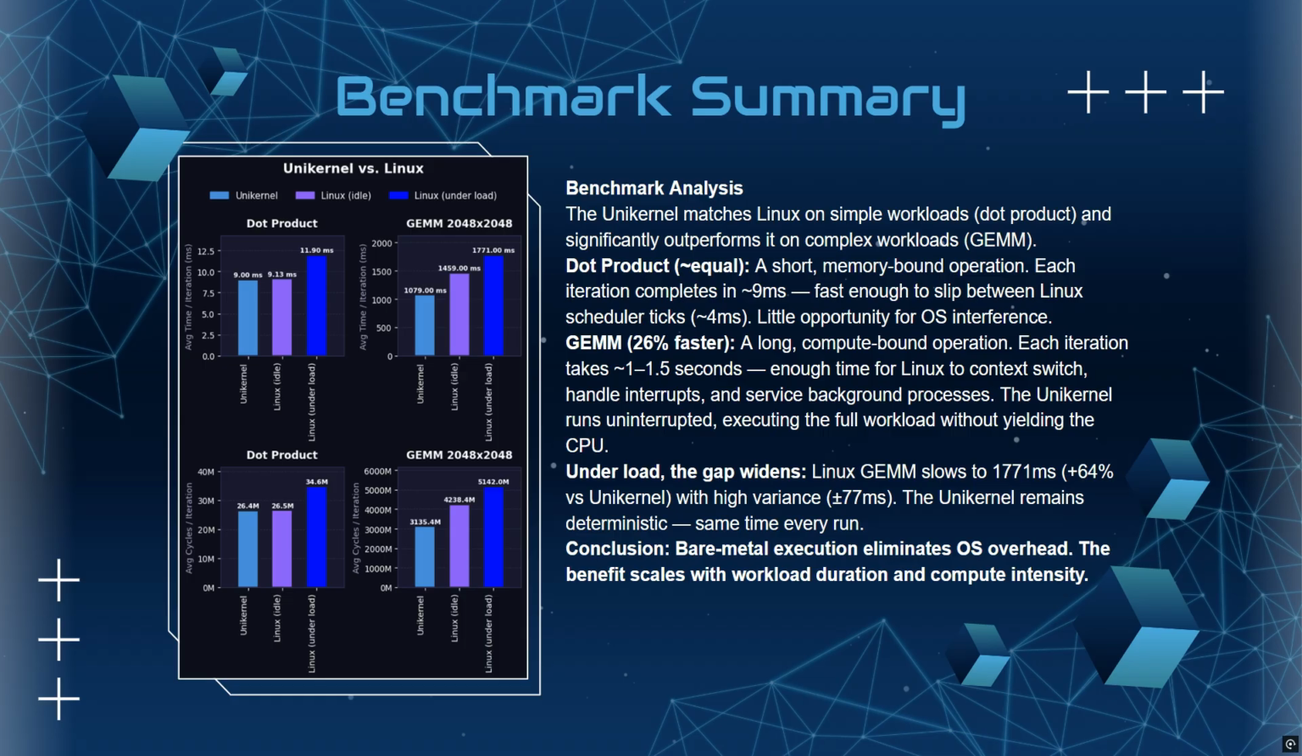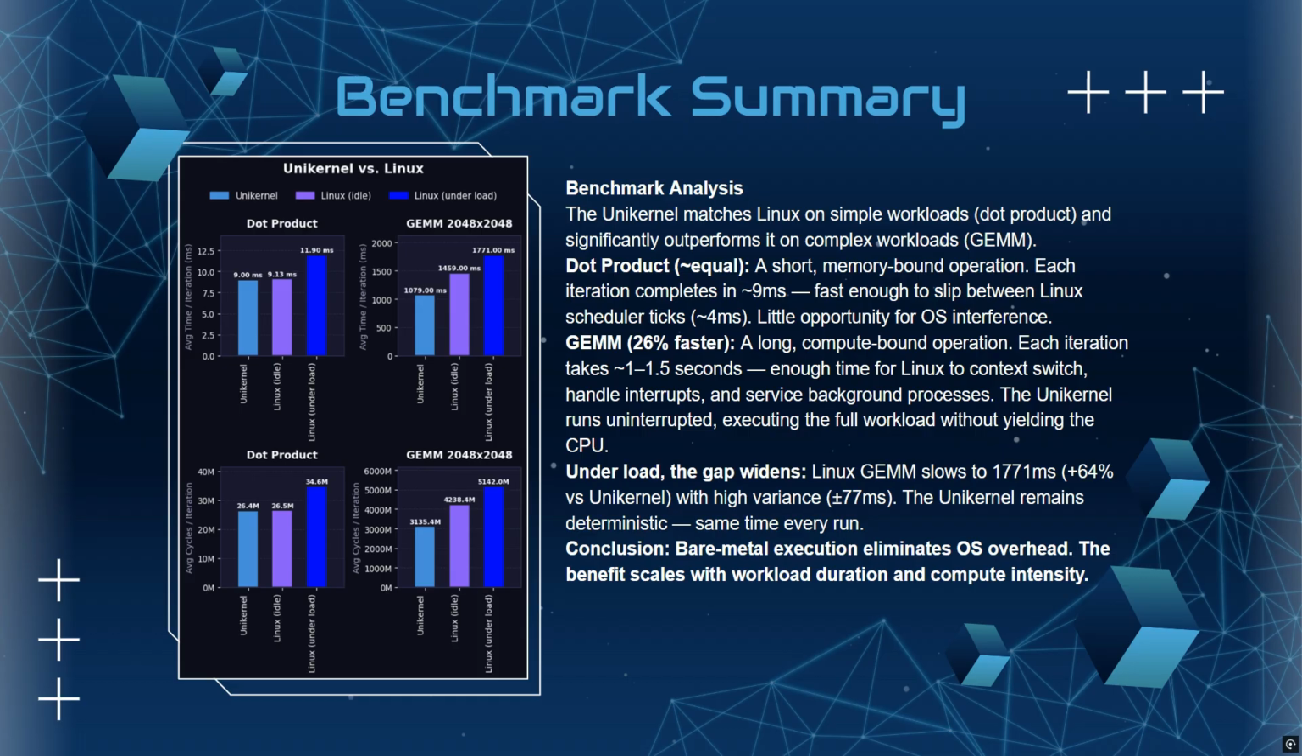All right, so this slide covers our benchmark results comparing the Unikernel against Linux. For this, we ran 2 tests, a dot product and general matrix multiplication, and we tested Linux both at idle and under load. So starting with the dot product, all 3 basically tied at around 9 milliseconds, which is to be expected because it's a shorter memory bound operation that finishes fast enough that there's no OS interference because it's so fast.